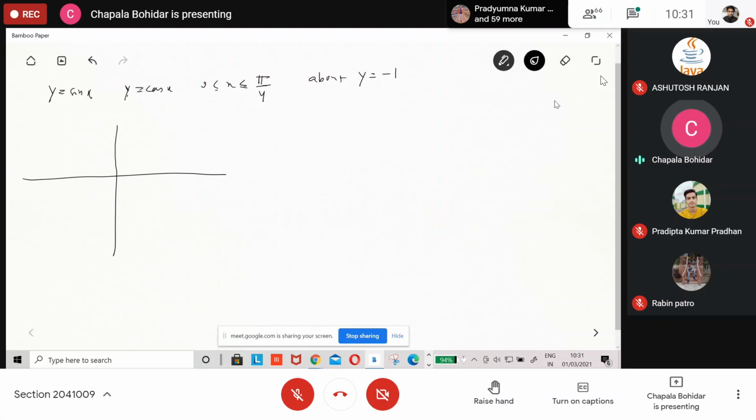Y is equal to sin x. Sin x is 0, then it is pi by 2. So it is 0 to pi by 2. And the cross section here is pi by 2. Y is equal to sin x, y is equal to cos x. They intersect at the point x is equal to pi by 4.